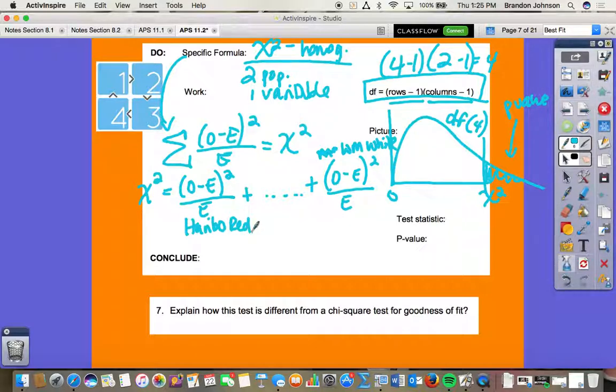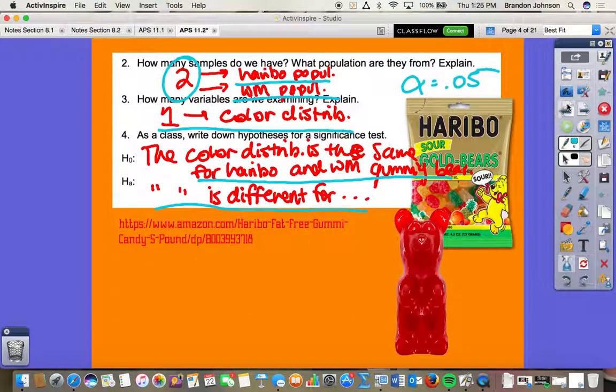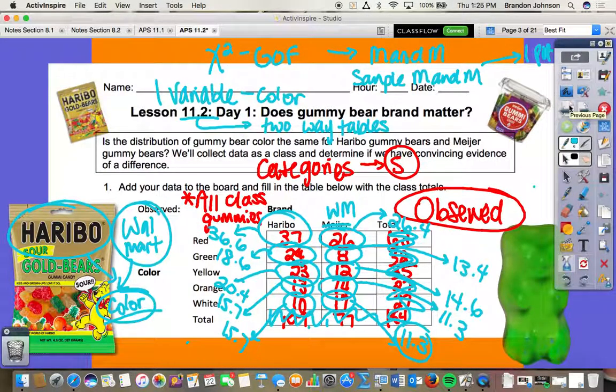So the question is how do I do this on my calculator? You can actually do all of this by hand. So where you would do observed minus expected, then squared, divided by expected. Do it for all 10 of those, okay? However, that would take a long time. So how do we do this?